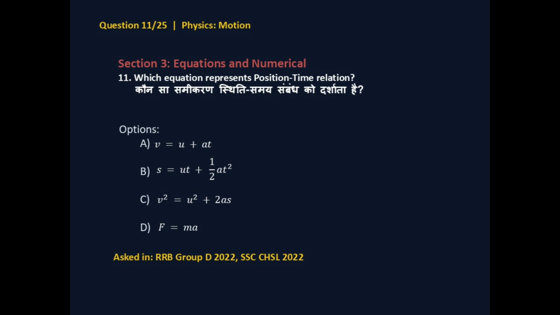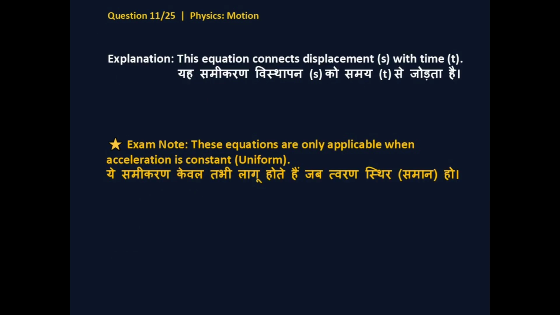Here comes section 3, equations and numerical. Question number 11. Which equation represents position time relation? Correct option is option B, s = ut + ½at², because this equation is the only equation which connects displacement with time. So here comes an exam note. These equations are only applicable when acceleration is constant, or you can say uniform.